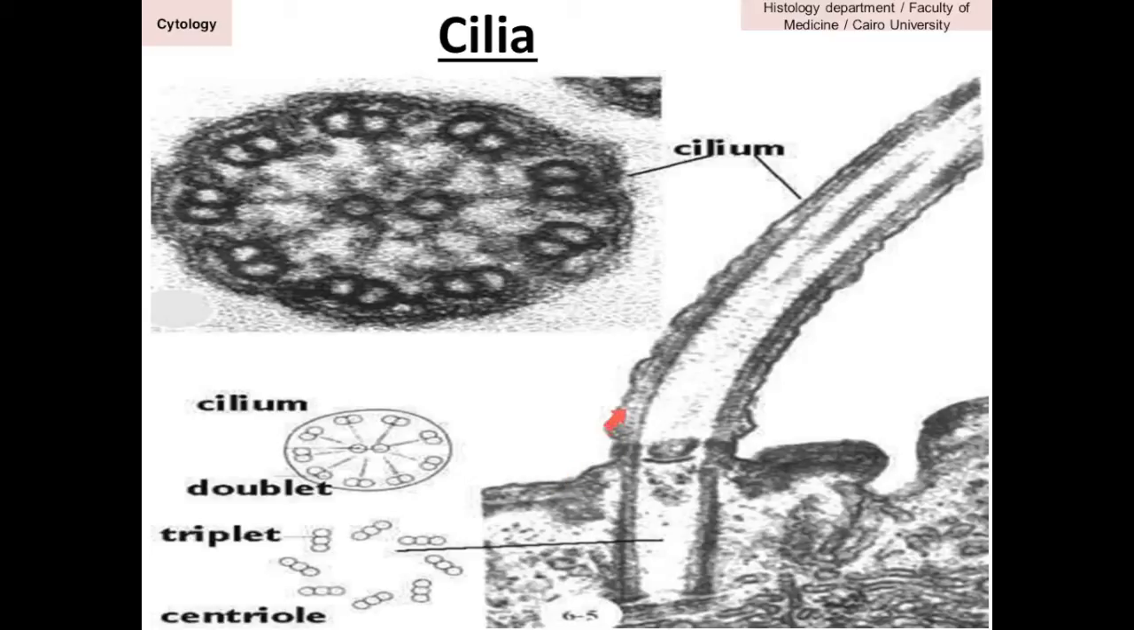And notice that the cell membrane covers this extension. This extension is called shaft or axoneme, while this is the basal body. There is a difference in the number of the microtubules, and also the axoneme is covered by the cell membrane. So in this picture, this is a section in the shaft, as we have 2 singlets and 9 doublets, and this is the cell membrane covering the microtubules.